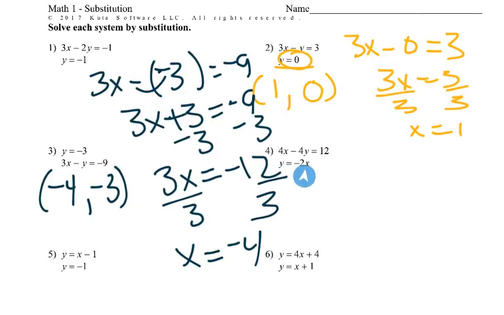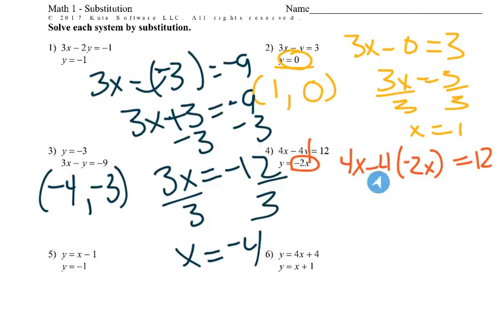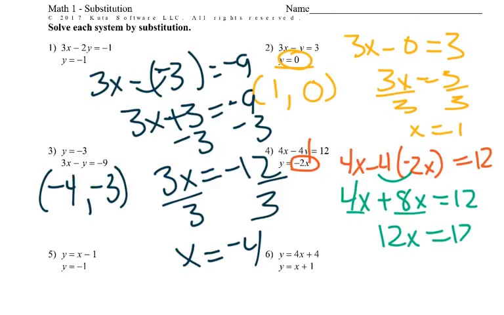Okay, now 4, notice I've got y equals -2x. I'm still going to treat it the same way I did these first two. Okay, I'm going to take this -2x and put it in for the y. So I get 4x minus 4 times -2x, because remember, it's 4 times y. So 4 times -2x equals 12. Now, here's the point again. Now I have one type of variable. So now I can solve it, whereas before, both equations had two types of variables. So I get 4x, -4 times -2 is a positive 8x, equals 12. 4 plus 8 gives me 12x, equals 12. Divide by 12, we get x equals 1.